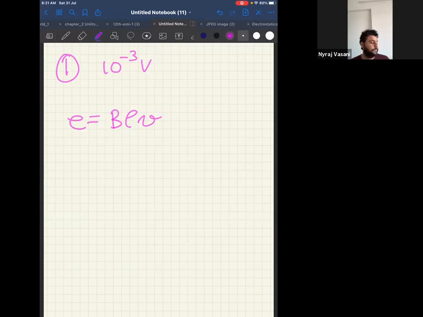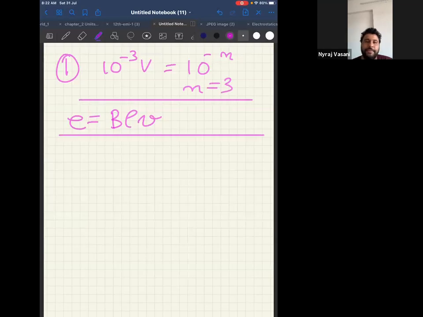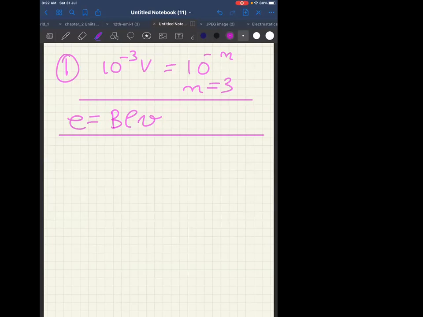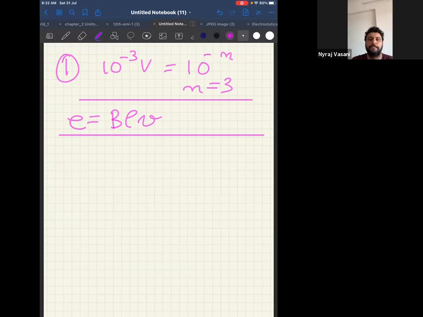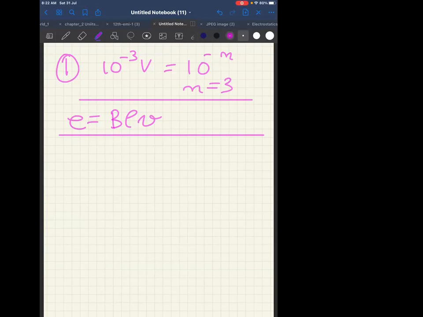Okay, let us start. Yes, the value of n will be 3, correct. It will become 10 power minus 3. That is 10 power minus n, as they have given. Therefore, n will be equal to 3. That is correct. Getting it? Should I do it on the screen? Tell me, all of you.